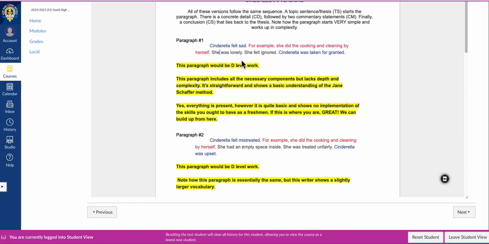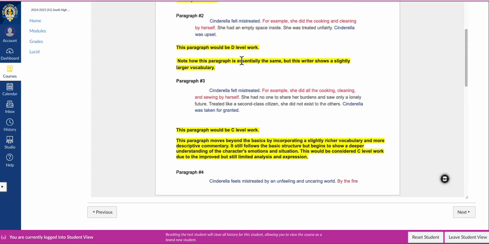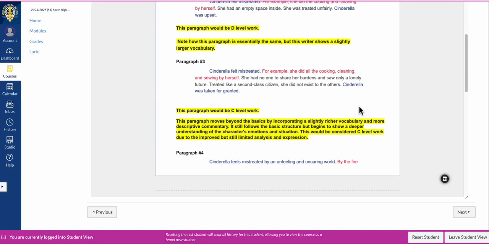Now, as we move up from D-level work, we have C-level work. This one is solid. She felt mistreated. For example, she did all the cooking, cleaning, and sewing by herself. We've added on a little bit. And then take a look at this commentary. She had no one to share her burdens and saw only a lonely future. That's some fantastic emotive imagery, right? How does she feel? What does she feel? Treated like a second-class citizen, she did not exist to others. Cinderella was taken for granted. Now that is solid. That is good.